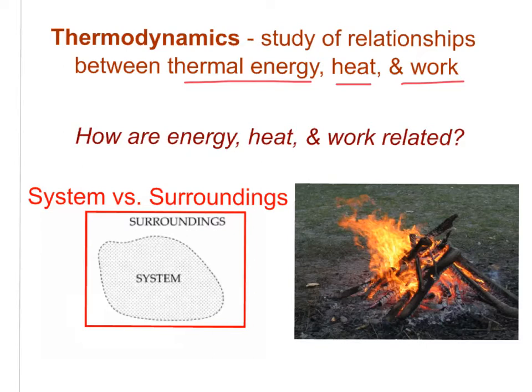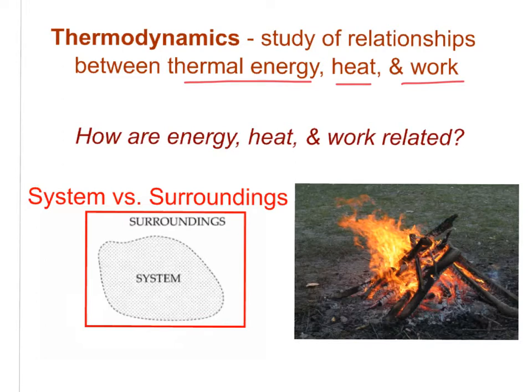Remember, a system is just something that I can put a boundary around. So here I have a system. It has a boundary around it. The surroundings are simply everything else. If I were to describe this in terms of system versus surroundings, the system would be the combustion happening, the combustion of the fire, the combustion of the wood, of the fuel. The surroundings would be this area around it.